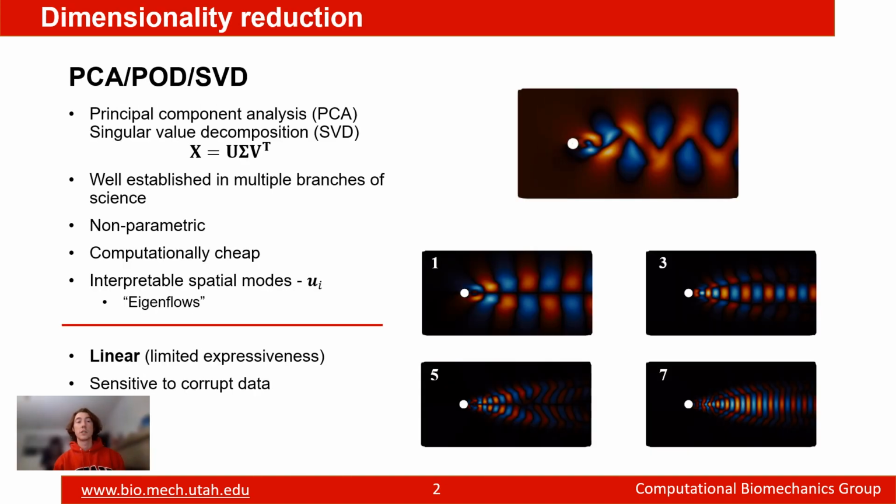The most well-known dimensionality reduction method is principal component analysis, with proper orthogonal decomposition. It's very well established in multiple branches of science. It's a non-parametric method and it's computationally cheap. It also gives us these interpretable spatial modes, which we can call eigenflows, that we see on the right for a flow over cylinder case. However, PCA is inherently linear, therefore it has limited expressiveness for highly nonlinear data.